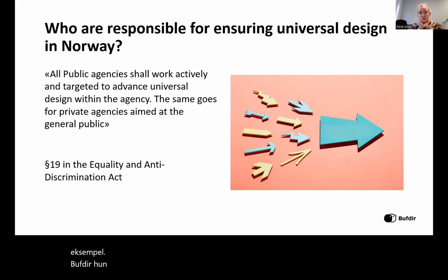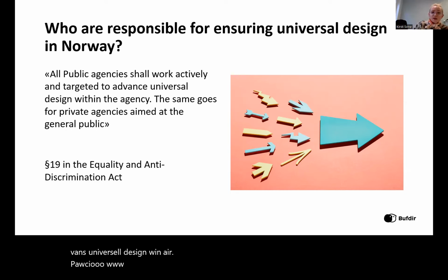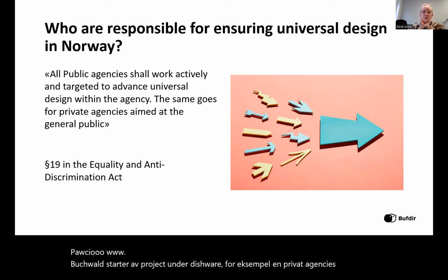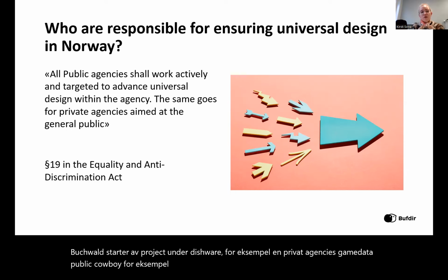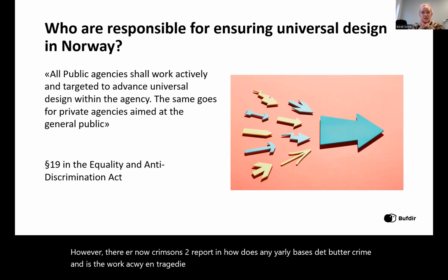VIVE.DK, who is responsible for child welfare institutions, should work actively and targeted to advance universal design within our child welfare institutions, which is why we've started a project on that this year, for example. And private agencies aimed at the public could be, for example, restaurants or stores or private schools and so on. However, there are no requirements to report on how you do this on a yearly basis. But the requirement is to work actively and targeted at all times.